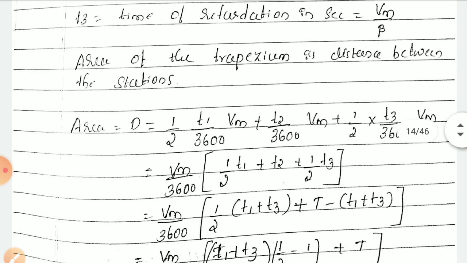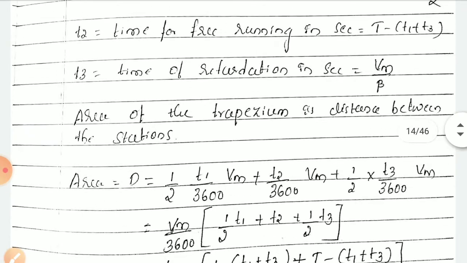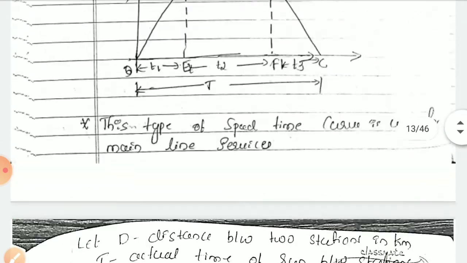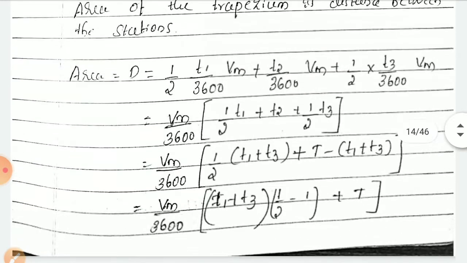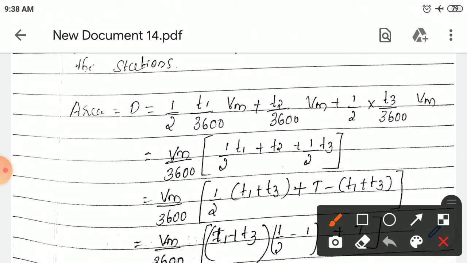So D is equal to, first, the area of the triangle, half into length into breadth: half into T1 divided by 3600, where 3600 converts to hours, into the height Vm. Plus T2 divided by 3600 into Vm, that is the area of the rectangle. Plus, once again for the last triangle, half into T3 divided by 3600 into Vm.